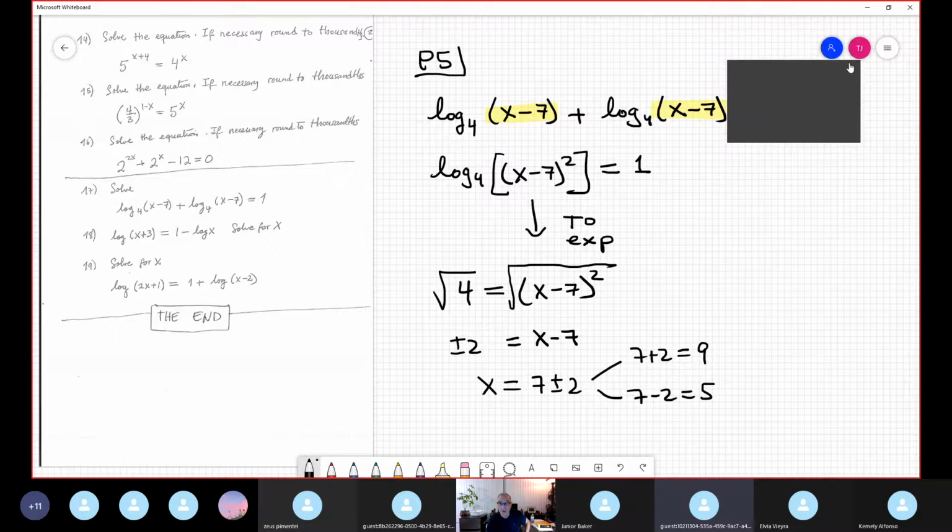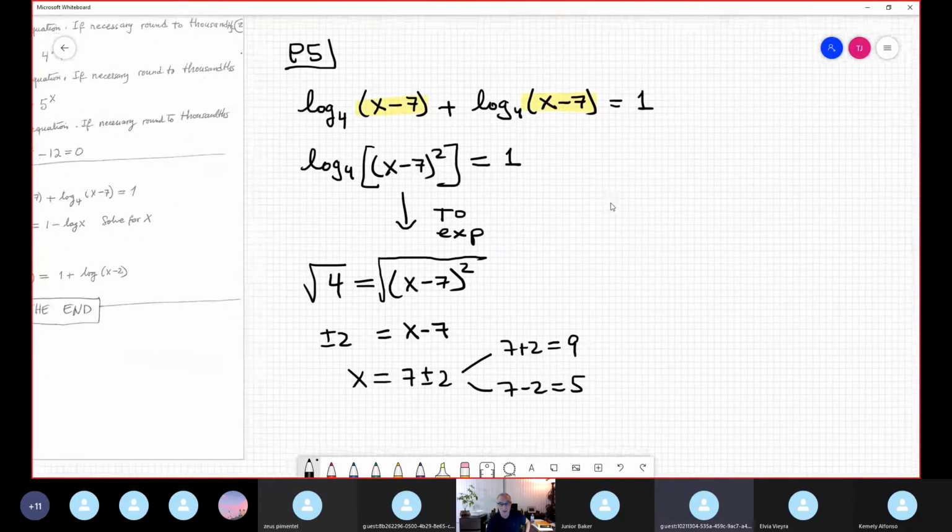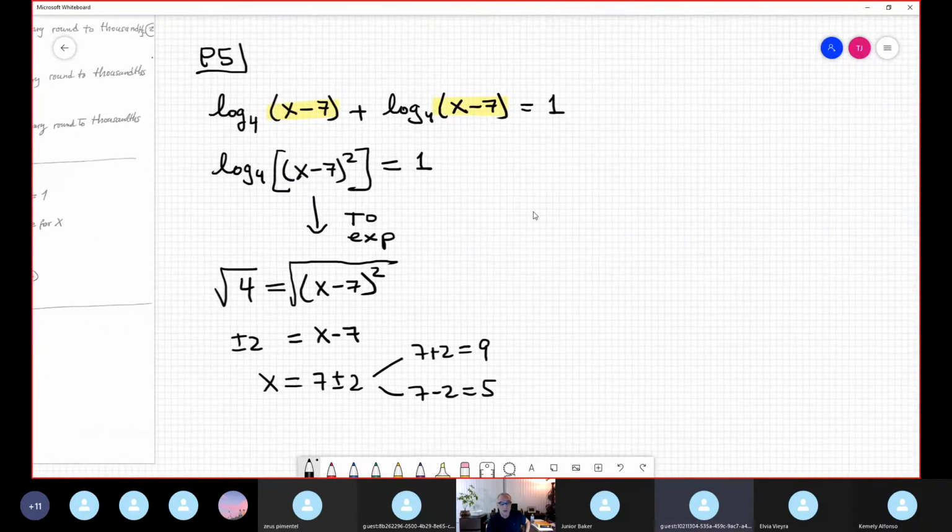But mandatory in this kind of equation, you have to check in the original equation to verify if it's true or not. So I need to see in the test number 4 on paper: when you solve a logarithm equation, you check in the logarithm equation. Now let's check it for 9.